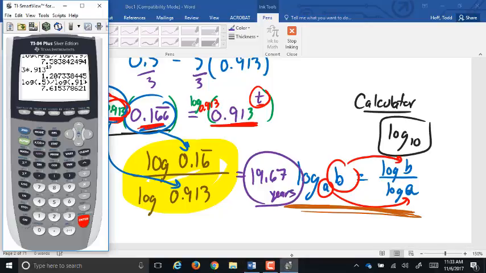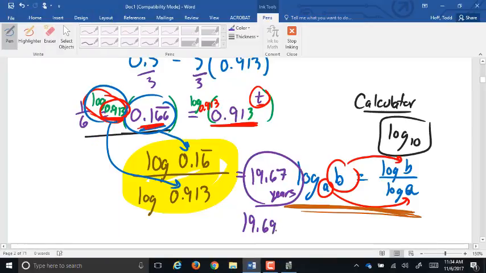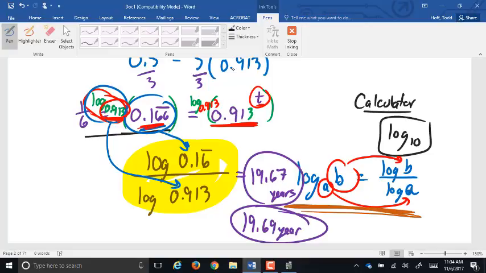Okay, well, let's see what I come up with. I'll do the same thing. I'll do log. What I'm going to do is put in 1 divided by 6 here, divided by the log of 0.913. I come up with 19.69, so that's close enough. Years. Any questions? Okay.